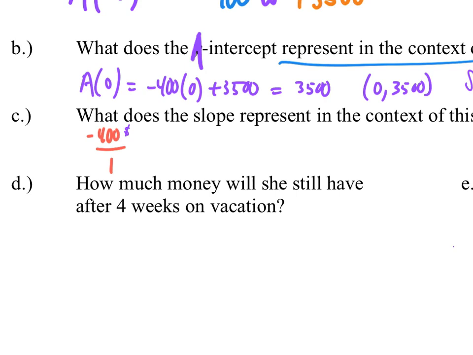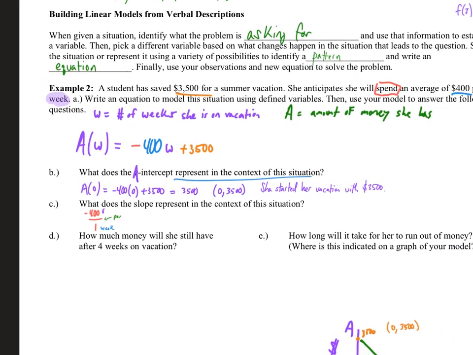And then what did the x represent? Well, we weren't using x, we were using w, because it was weeks. So it was 1 week. And then this little slash right here is also a word. It's per. So what does negative $400 per week mean in the context of this situation? That's where we come back to this: she's spending an average of $400 a week, okay? So that's how we represent that in the context of this situation.